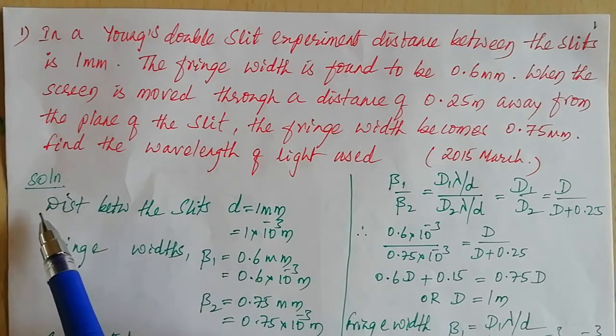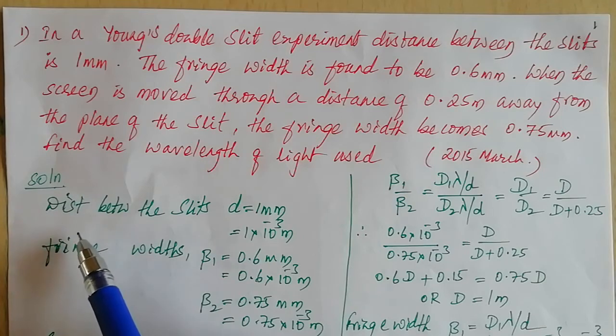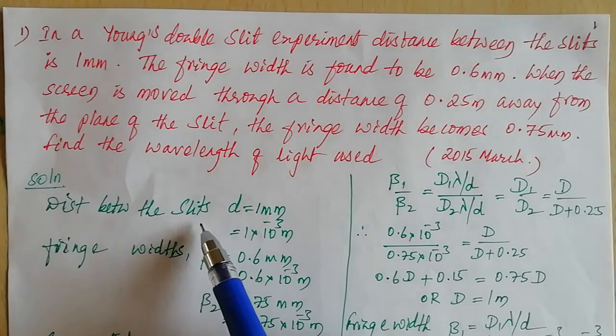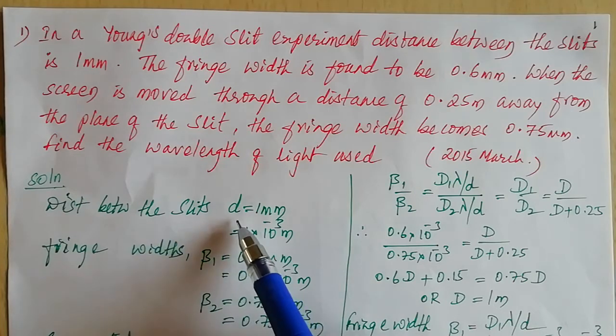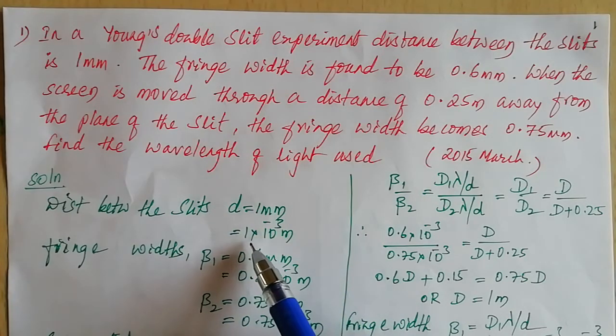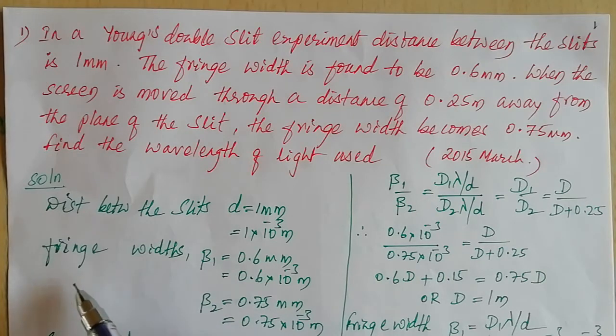The solution, the given data is like this. Distance between the two slits, that is the distance between the coherent sources, small d, is 1 millimeter. In meter it is 1 into 10 raised to minus 3 meter. Fringe width beta 1 is 0.6 millimeter or 0.6 into 10 raised to minus 3 meter.